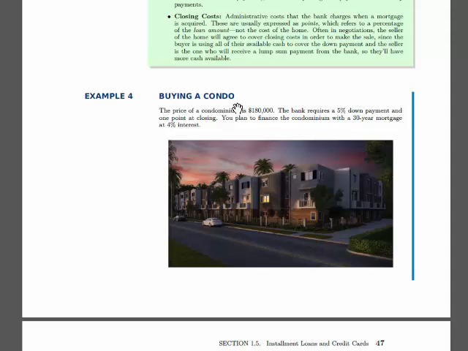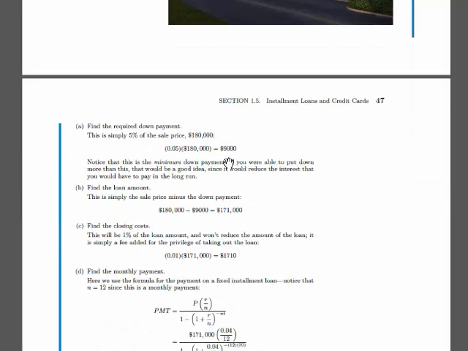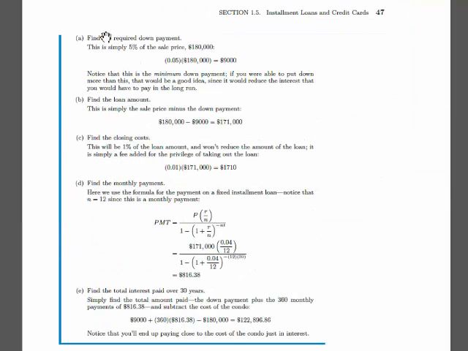This is easiest with an example, so we'll do an example here. We have a condo that we're buying for $180,000 with given information, and then we go through and do all these parts of the problem. We find the down payment, find the loan amount, find the closing costs by talking about the points, do a closing, and then we find the monthly payment using the installment loan formula. That's just like the car loan problems.